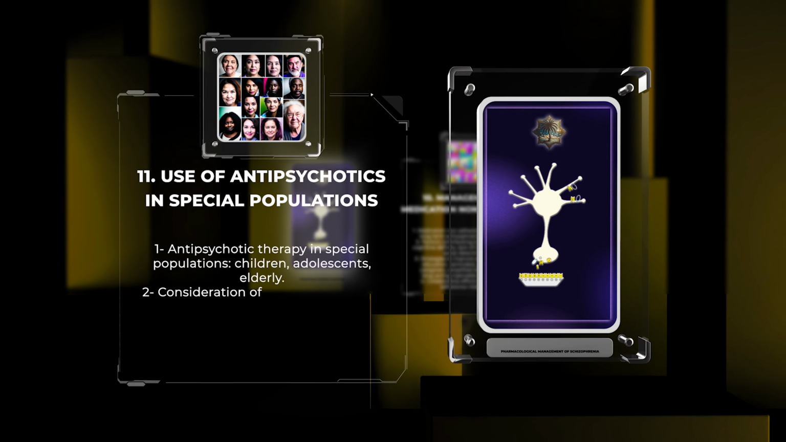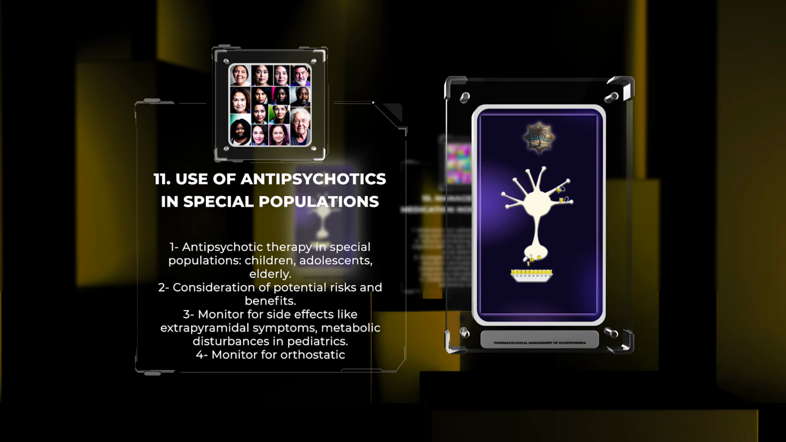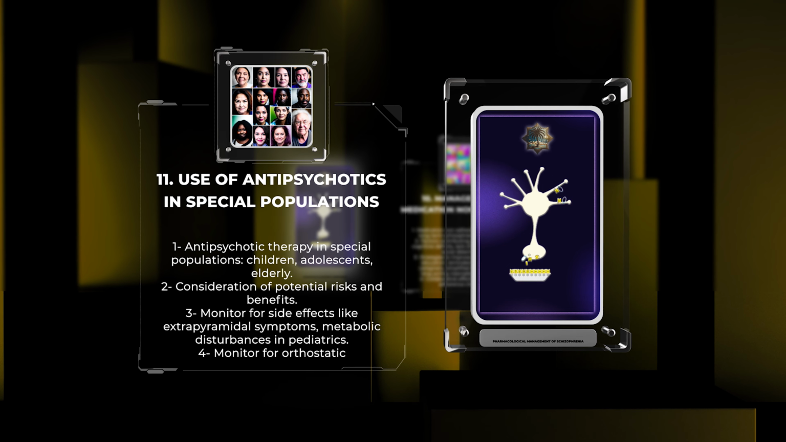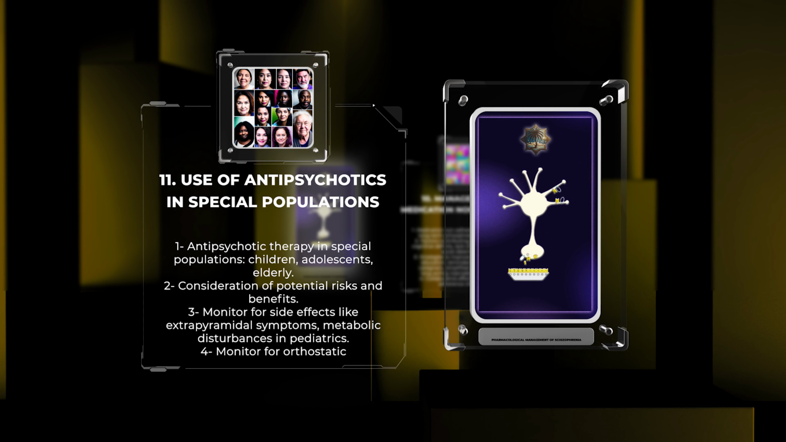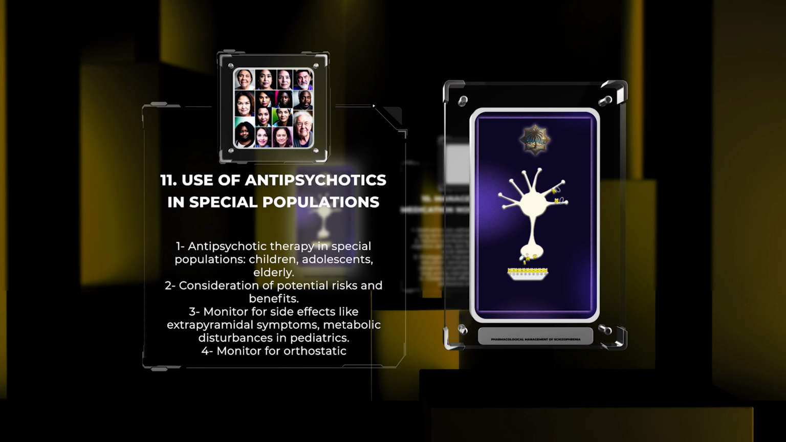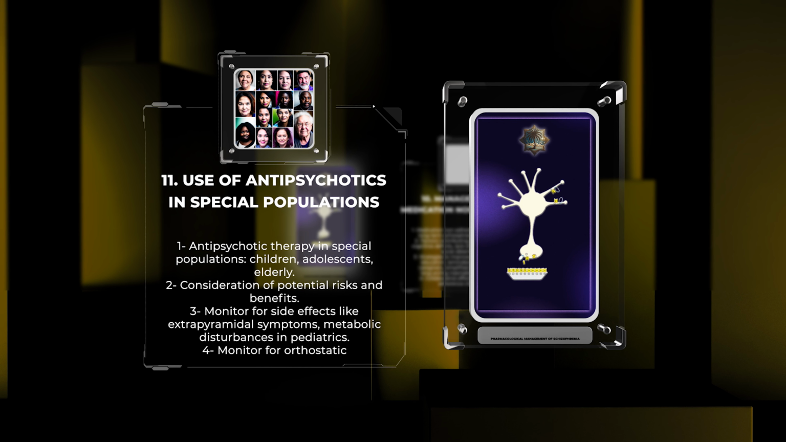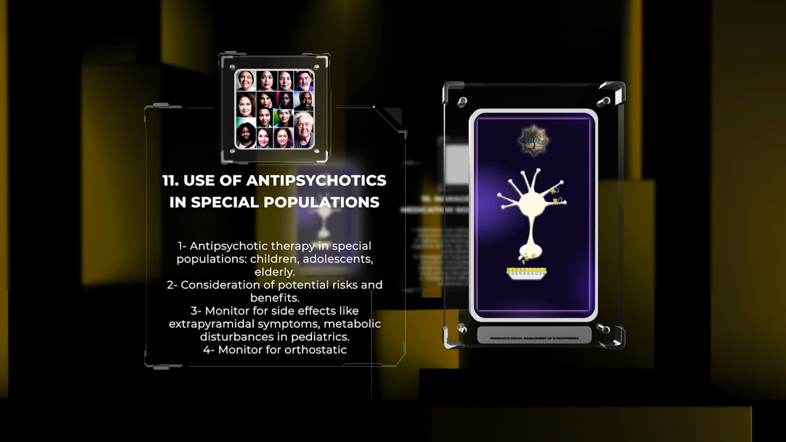Antipsychotic therapy in special populations, such as children, adolescents, and the elderly, requires careful consideration of potential risks and benefits. The use of antipsychotics in pediatric populations is generally reserved for severe psychiatric disorders and should be closely monitored due to the risk of side effects like extrapyramidal symptoms and metabolic disturbances. Similarly, older adults may be more susceptible to adverse effects, such as orthostatic hypotension, QTc prolongation, and cognitive impairment. Individualized treatment plans and regular monitoring are vital to ensure safe and effective use of antipsychotics in these populations.